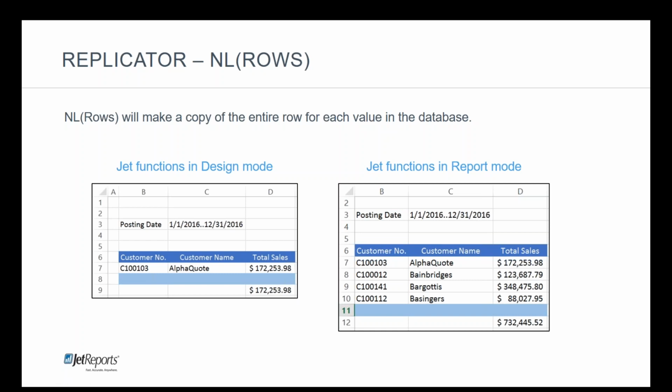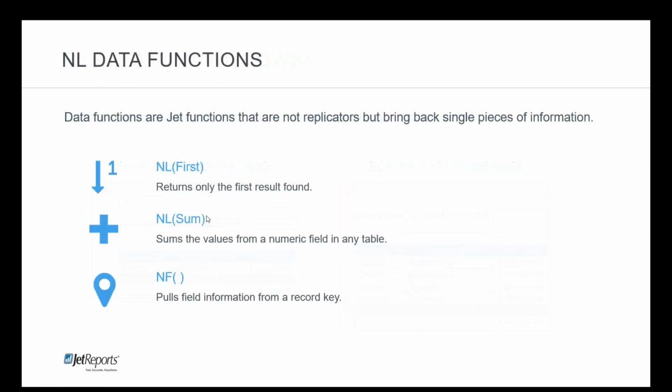So when we're building reports, the first step is to create that dynamic list, because it might change based on filters or the day that I run it or any number of things. And then when I run it, I get a new list each time. So we use that replicator first, then we get some data functions. Those data functions are essentially JET functions that are not replicators. That's really what it comes down to.